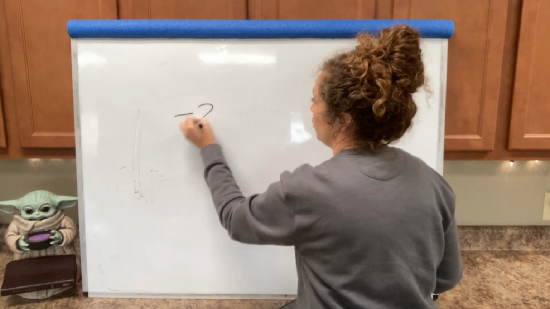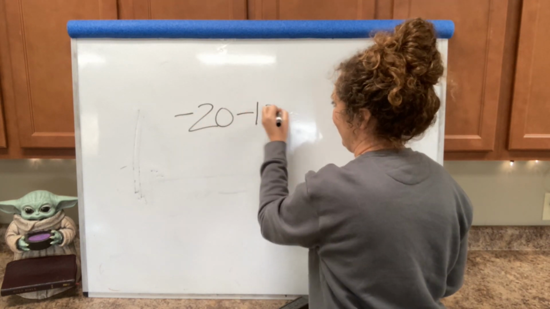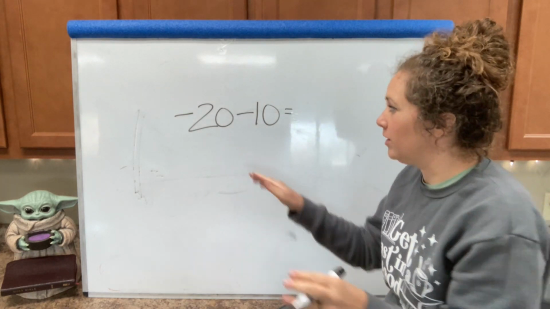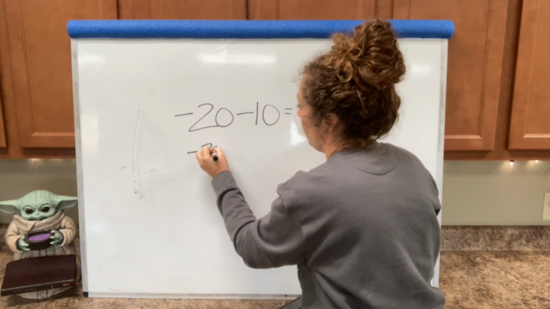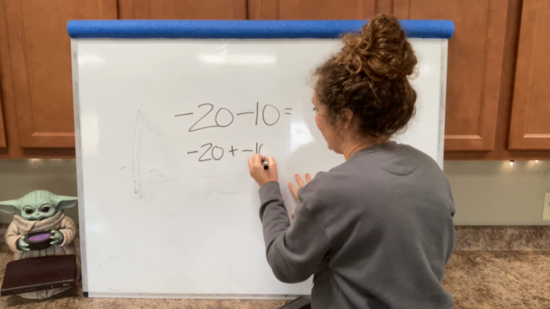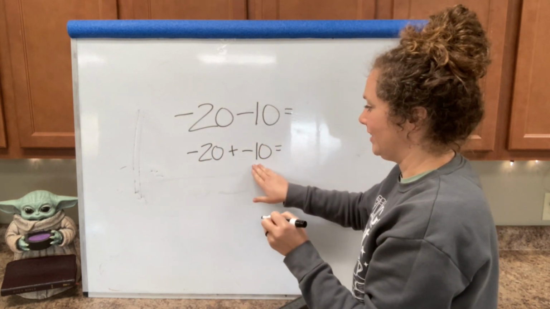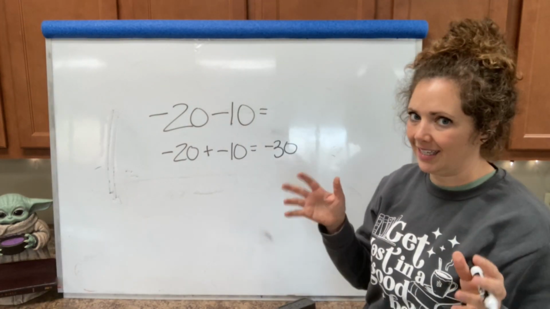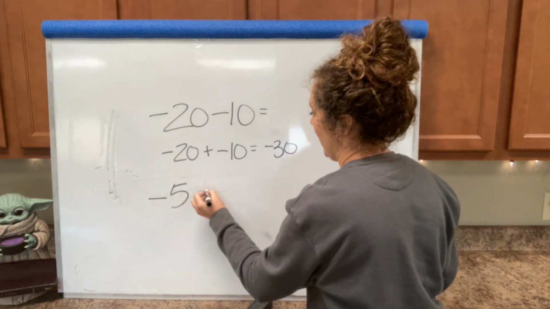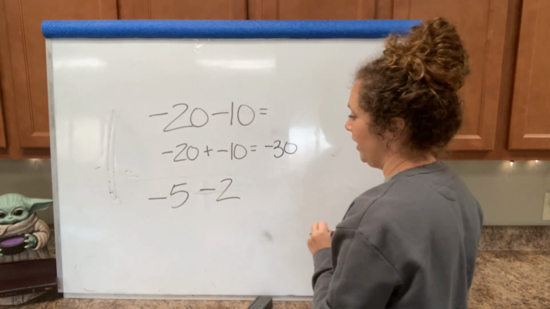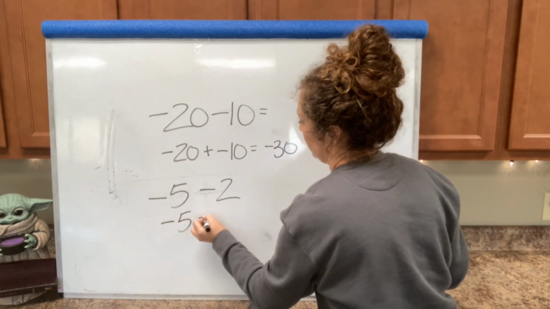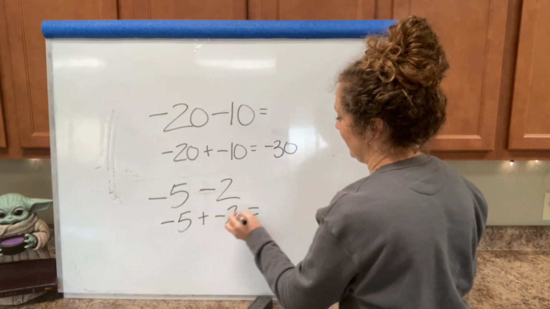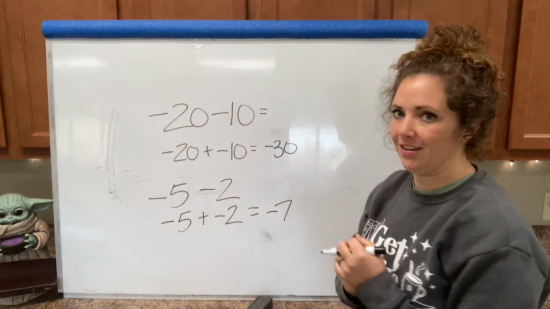If I have -20 minus 10, this one gets a little tricky. You just kind of have to memorize this rule. This is going to become -20 plus -10. Then you add the 20 and the 10, and it's negative. Let's look at one more of those because it can be a little tricky. Let's say a -5 minus 2. You change this into an addition problem. This is negative, and you get 5, 6, 7, -7 as your answer.